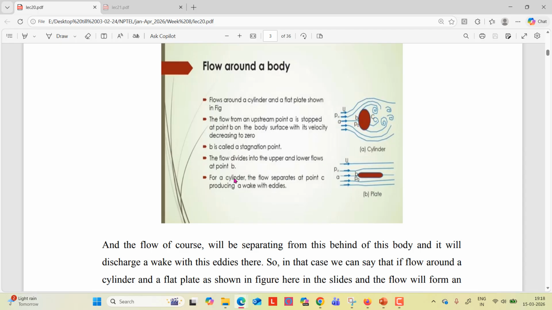You can see, right? For a cylinder, the flow separates at point C, producing a wake of weak eddies. In the other case, the flow is separated at point B, but for the cylinder, the flow is separated at point C. You can see how the pattern changes, and this creates a chaotic motion. We'll come to that.